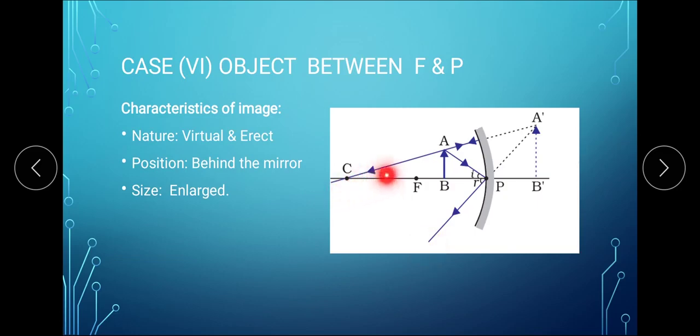Second ray I have taken which is passing through center of curvature. So after reflection it will reflect back along the same path. As you can see, both the rays are opening up here. They will never meet in front, they can never meet. But if I produce them backwards, I can see that they will meet behind the mirror. They can meet behind the mirror.